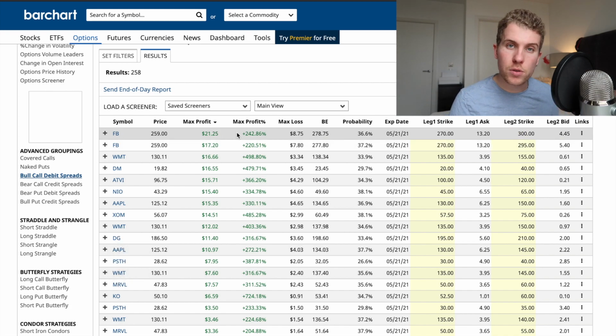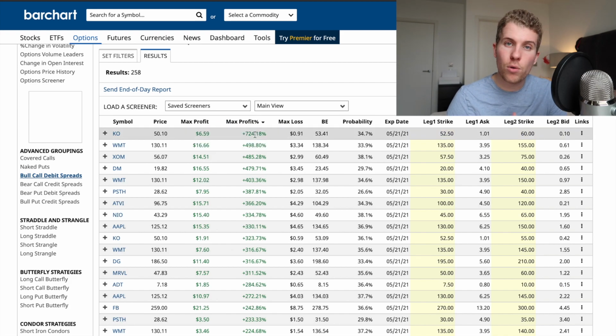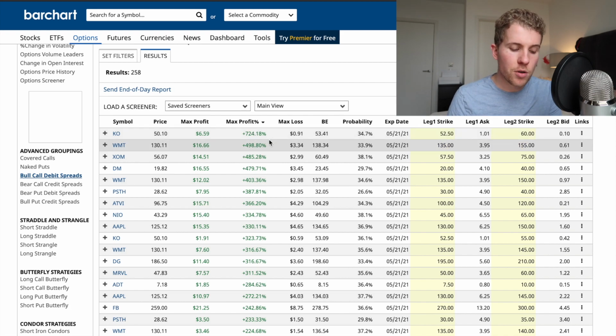However, if you'd like to focus more on the return on investment, then you could use the max profit in terms of percentage and filter all the trades by this column. So basically, you see the trades that are going to bring you the biggest return on investment. In our case, that would be a trade on Coca-Cola, where in terms of max profit you would make $659, but in terms of return on investment, you're making 724% on that trade. So you see that it's really a great return on investment.